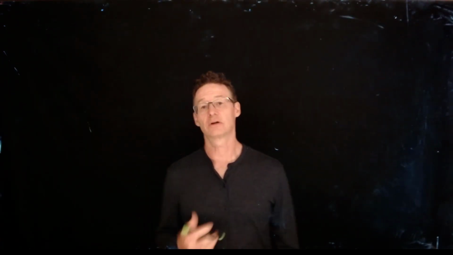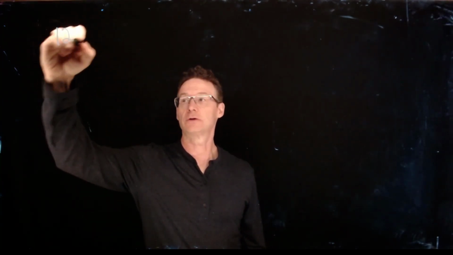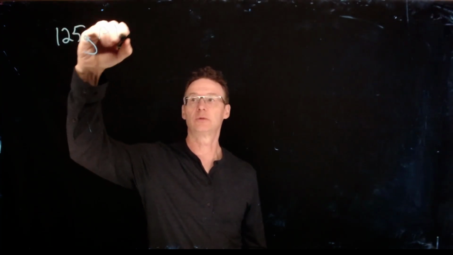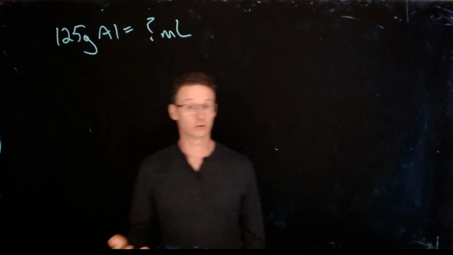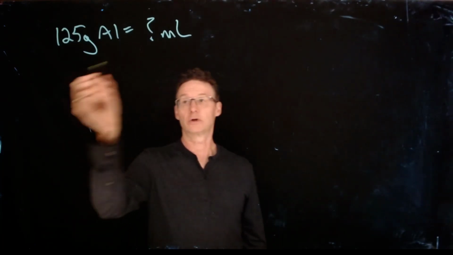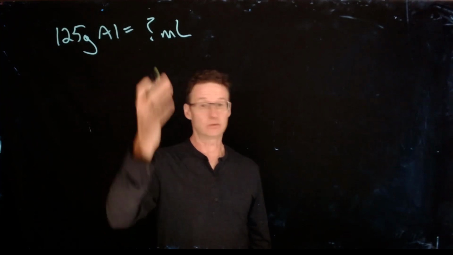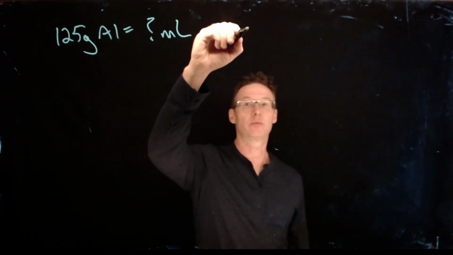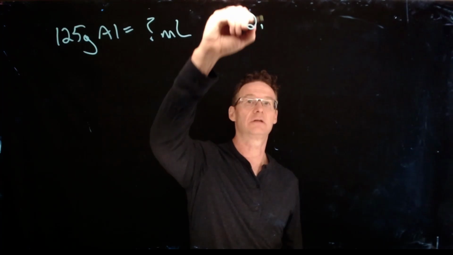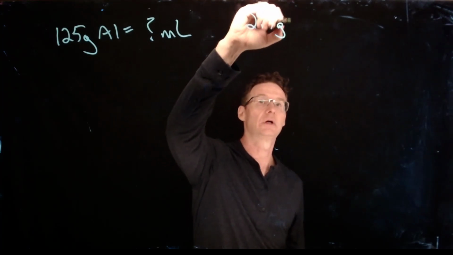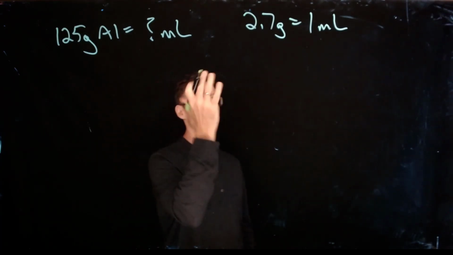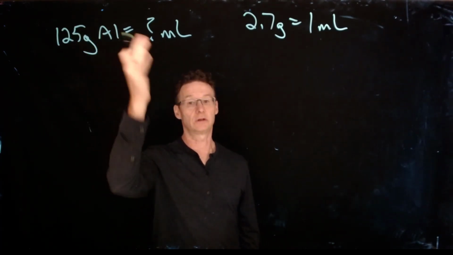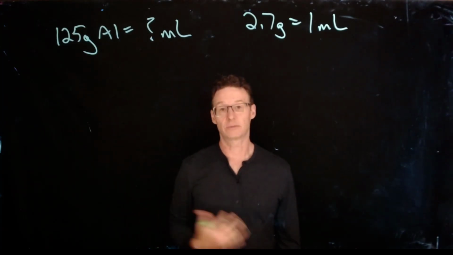All right, so here's another simple 1-step problem. The question is, if I have 125 grams of aluminum, how many milliliters? What would the volume of that aluminum be? In order to solve this, we need a conversion factor with grams and milliliters. That refers to a property called density. The density of aluminum is 2.7 grams per milliliter. So anytime you have a conversion factor that has the 2 units involved, the unit you're starting with and the unit you're ending with, that's going to be a 1-step conversion.